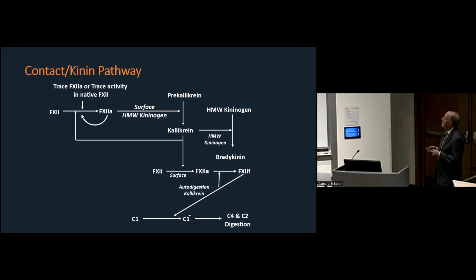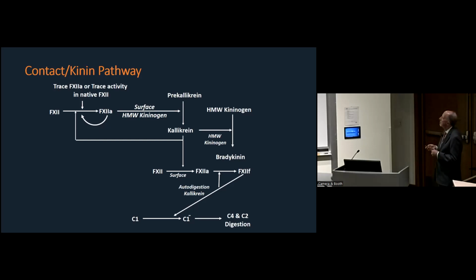Once factor 12A is made, it feeds back onto factor 12 and activates more factor 12A. So there's an exponential increase in factor 12A. Then it interacts with prekallikrein, which turns into kallikrein, which then cleaves high molecular weight kininogen to release bradykinin.